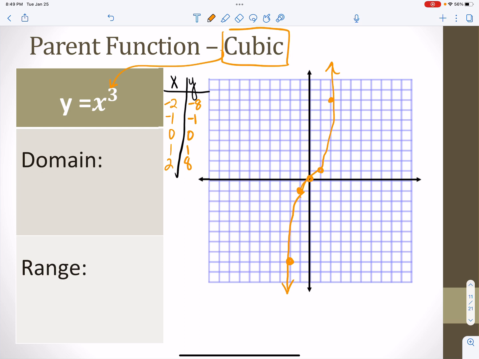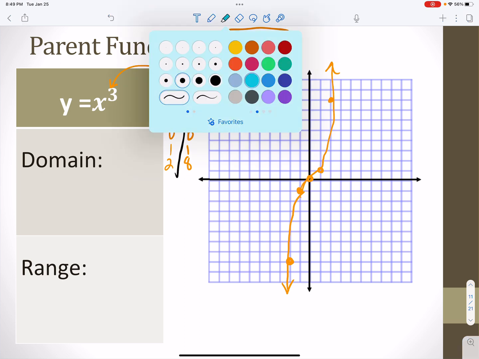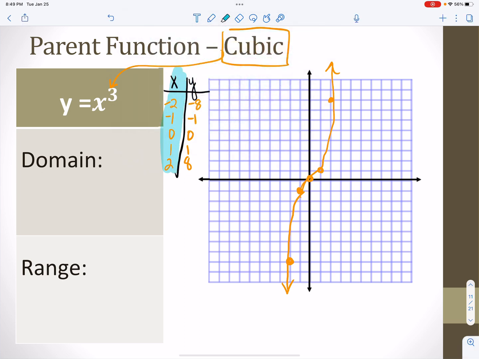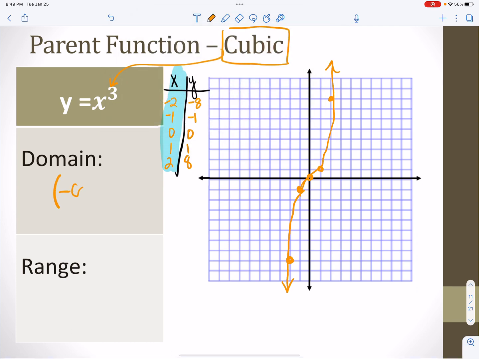So if we look at the domain, the domain is my x's. Can I cube positives? Yes. Negatives? Yes. Decimals, fractions, zeros? Yes. I can cube everything. So if I can cube everything, my domain is negative infinity to infinity.